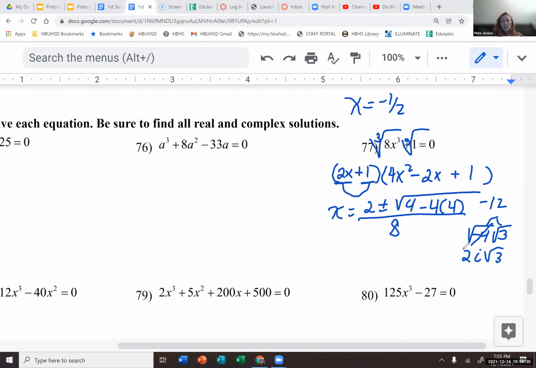And wouldn't you know what, we've got to reduce this. So I'm going to have 2 plus or minus 2i rad 3. Dividing these by 8, the 2's are both going to turn into a 1, and the 8 will turn into a 4, giving me 1 plus or minus 1i rad 3, all divided by 4. So that one actually counts as 2 solutions, since the one where we add is different than the one where we subtract.